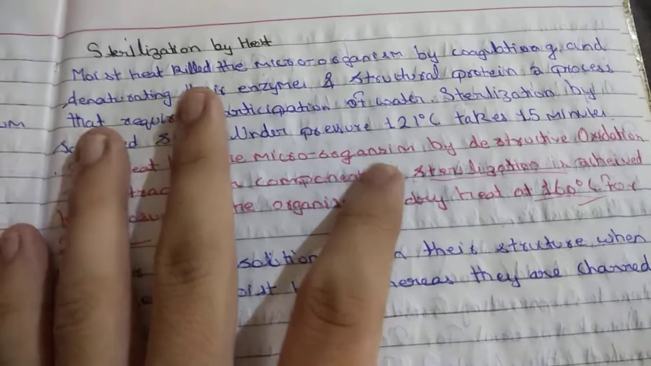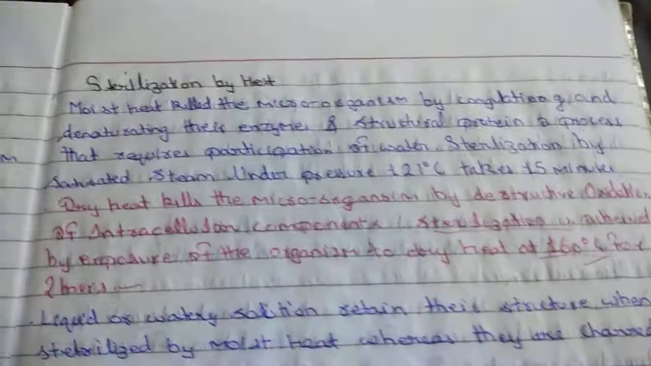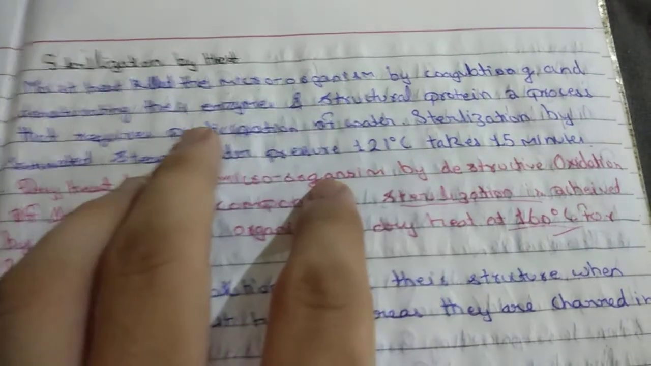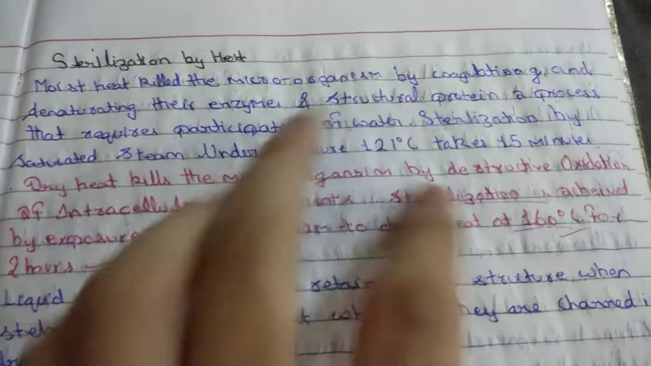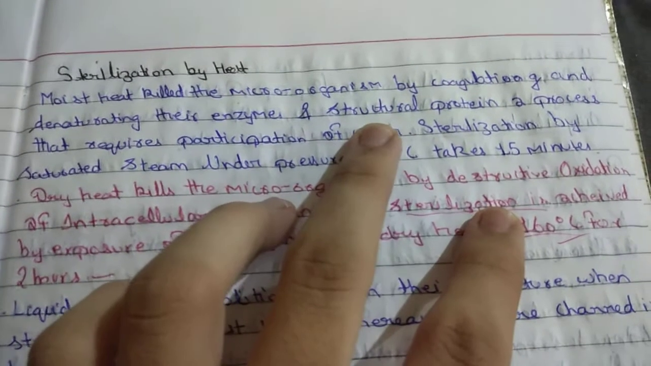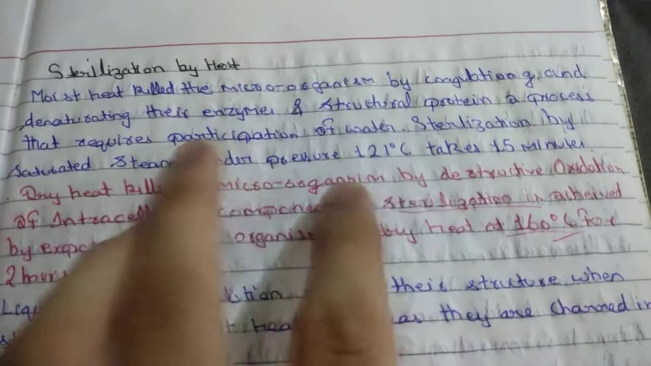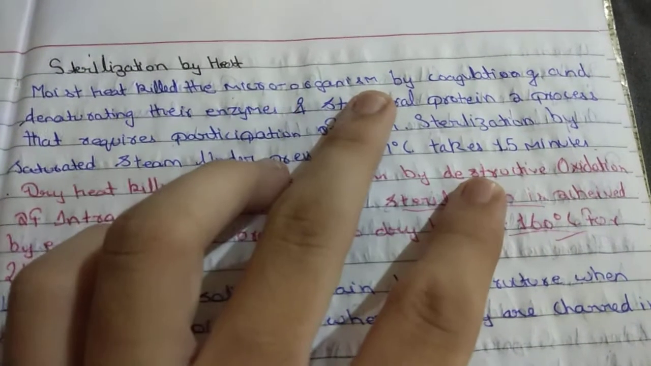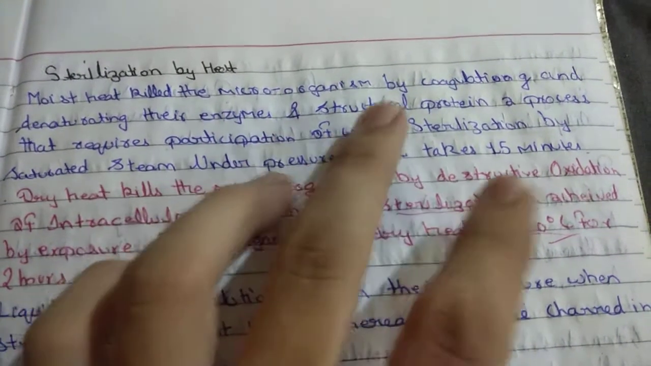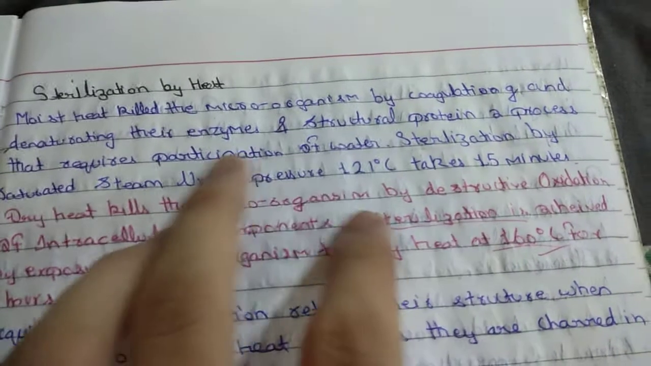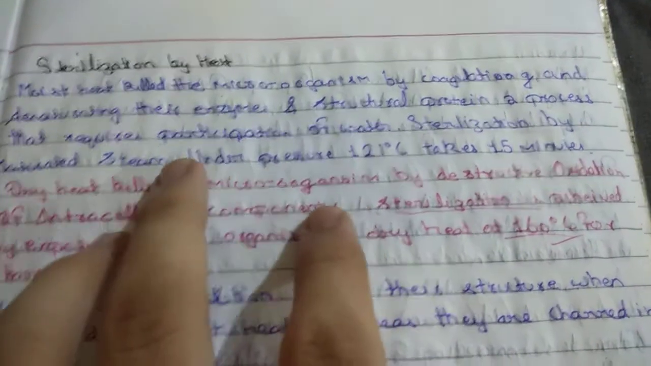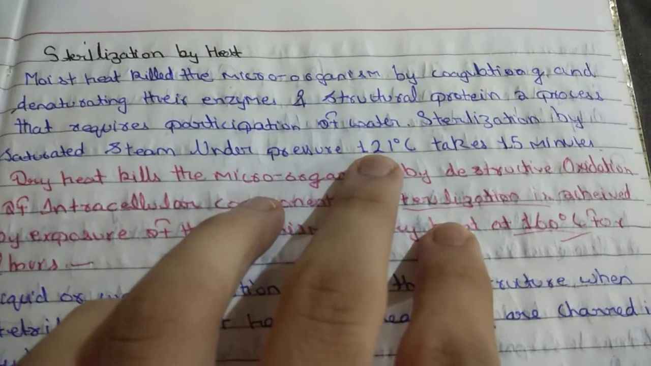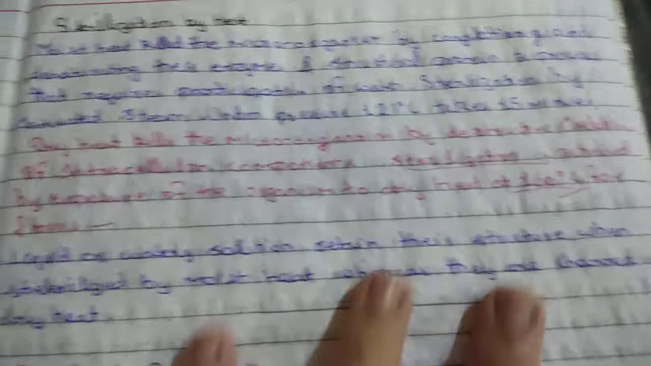Now we will talk about sterilization by heat. In sterilization by heat, moist heat kills microorganisms by coagulating and denaturing their enzymes and structural proteins. It is a process that requires the participation of water. Sterilization by saturated steam under pressure occurs at 121 degrees Celsius and takes 15 minutes.